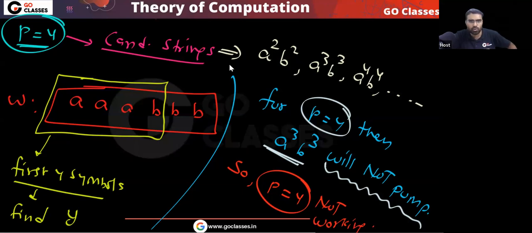So can I say no value of P will work? If P equal to 4 is not working, then we have to check some other value of P. Yes or no? Some other value of P we will have to check. But let me actually tell you one more point. Actually, this will also not pump.